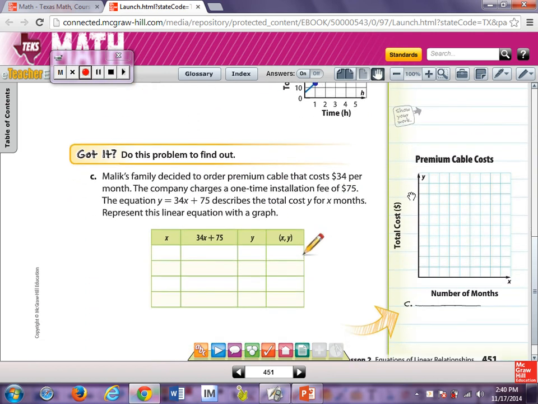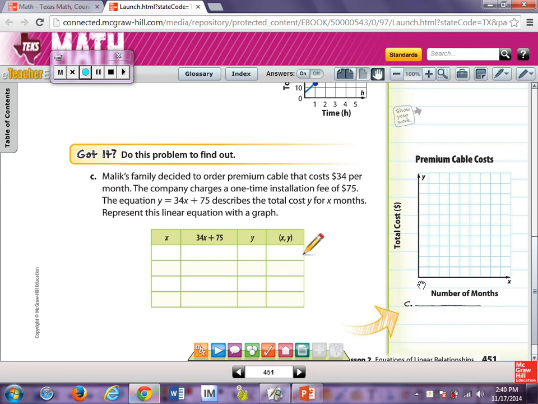Do the "Got it?" letter C about Malik's family. Here they give you the equation. Pick some numbers that make sense to the story. Remember, the smaller you pick, the easier the math will be. And then now you have to create your graph. Remember, when you create graphs, you don't always have to start by 1. You can count by 1s, 2s, 3s, 4s, 5s, halves, 3/4, whatever you want. Whatever you need to do to make the graph fit.